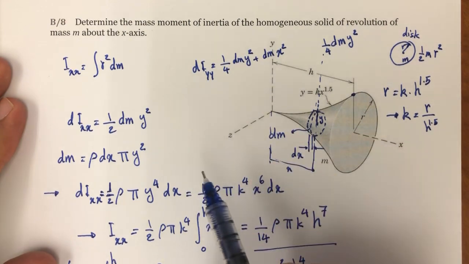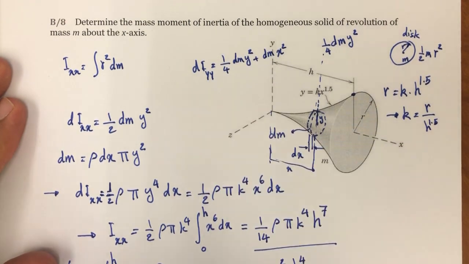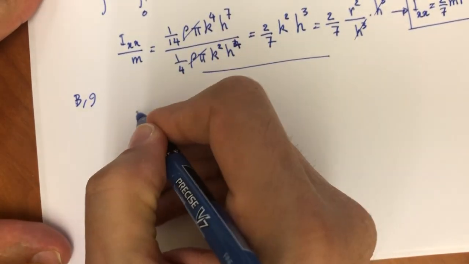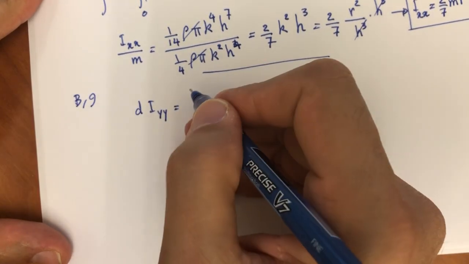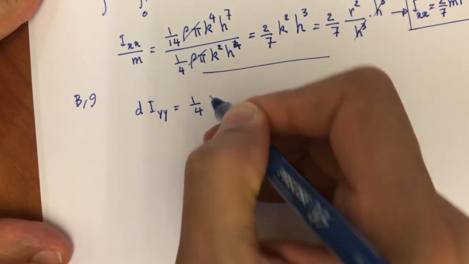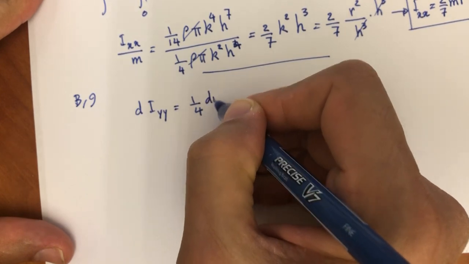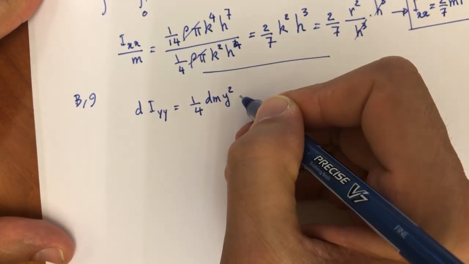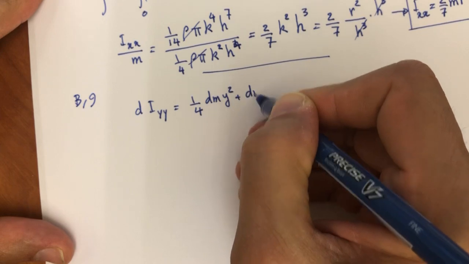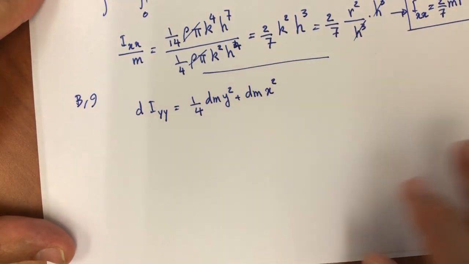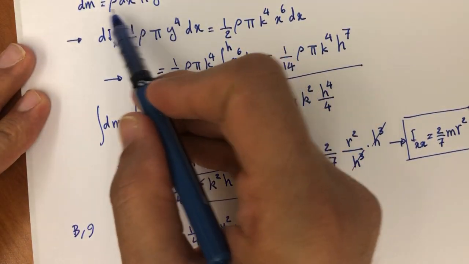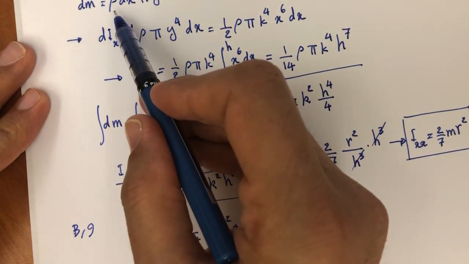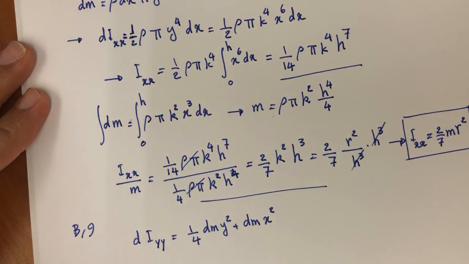Now, if I integrate these two sides of this equation, I'm going to be able to find Iy. So let's write that again. dIy is equal to 1/4 dm y squared plus dm times x squared. And we know what is dm. We have the equation here. We can replace dm with rho pi y squared times dx.